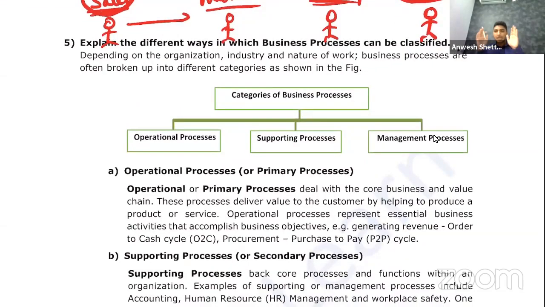Now, when we talk about business process, we can classify it into 3 categories: operational process, supporting process, management process. We'll take one super simple example to understand this.